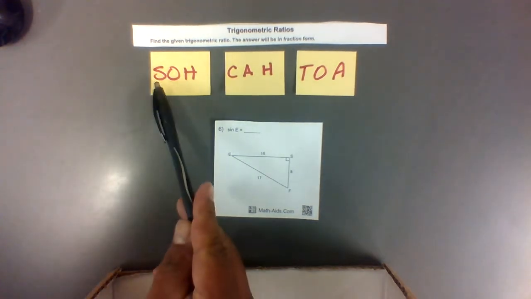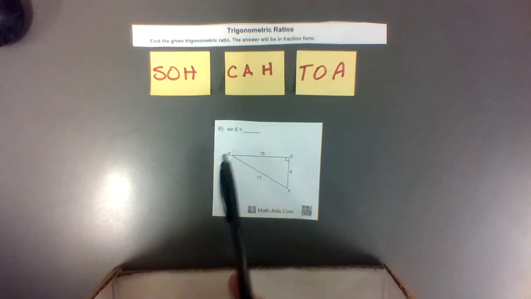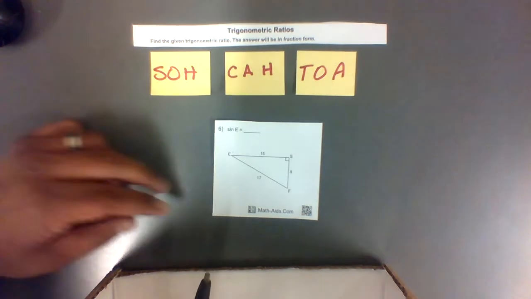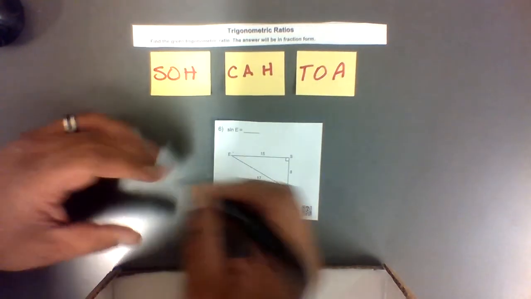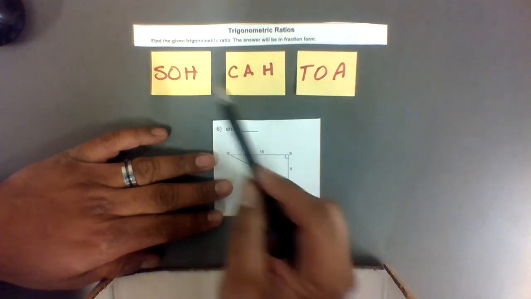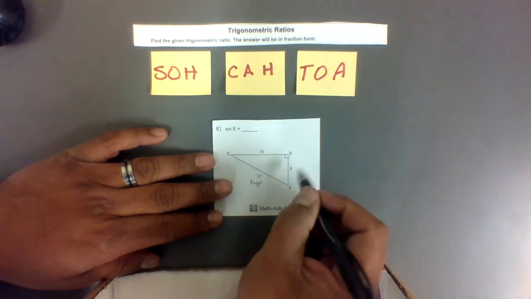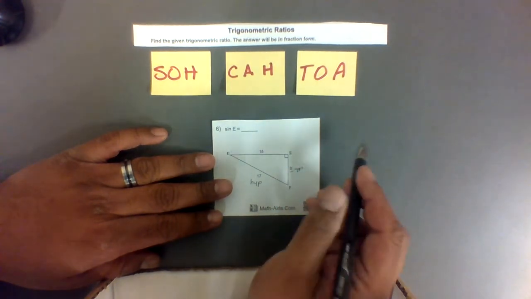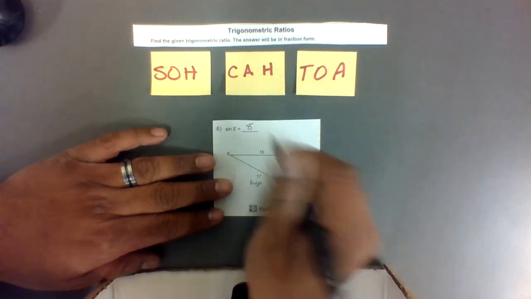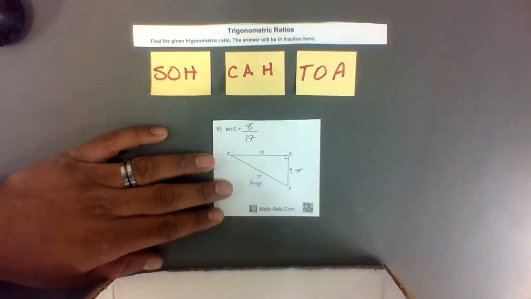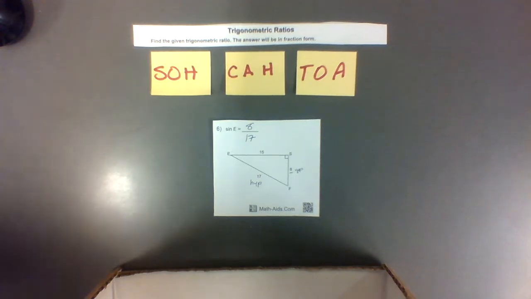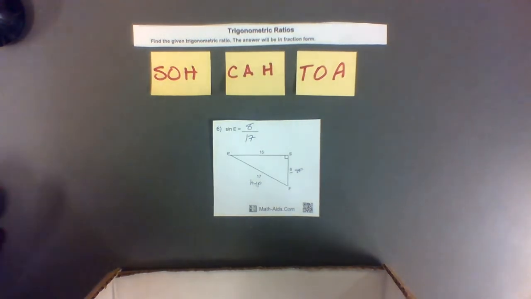First thing to do is we're looking for sine. We're looking for the sine of E, which means we need to label the opposite and the hypotenuse. We know that the hypotenuse doesn't change. This is going to stay the hypotenuse. The opposite side of angle E is right here. So to set up this ratio, it would be opposite 8 divided by 17. Like I said, when they're asking for the ratio, we're not actually doing the math. We're just setting up the ratio.